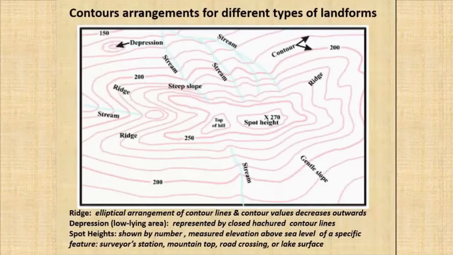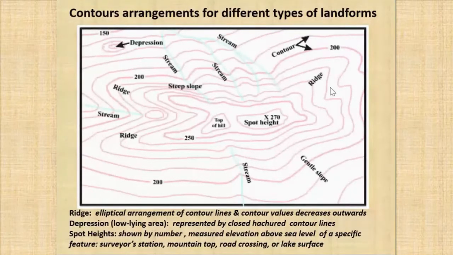So let us study the contour arrangement for different types of landform. In this figure, you can find ridges, depression, and spot height. A ridge is represented through elliptical arrangement of contour, and the contour values decrease outward.